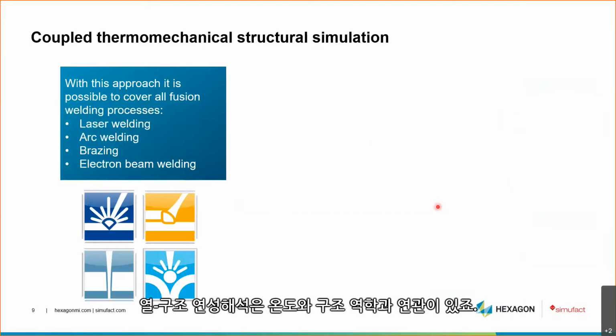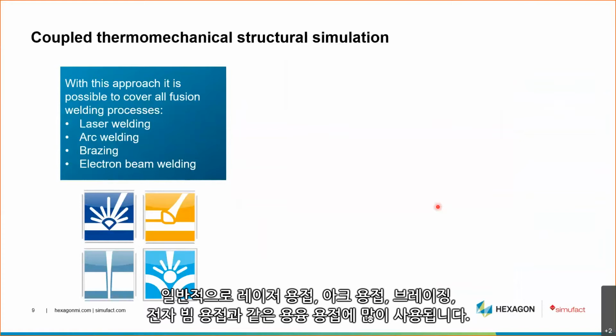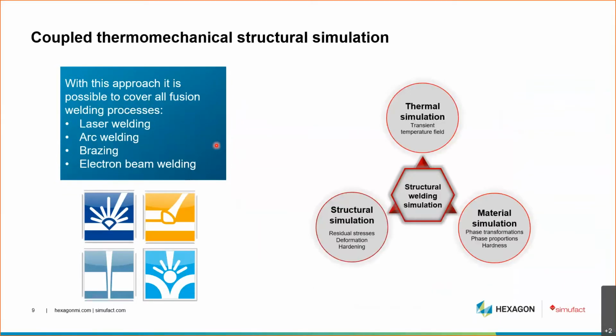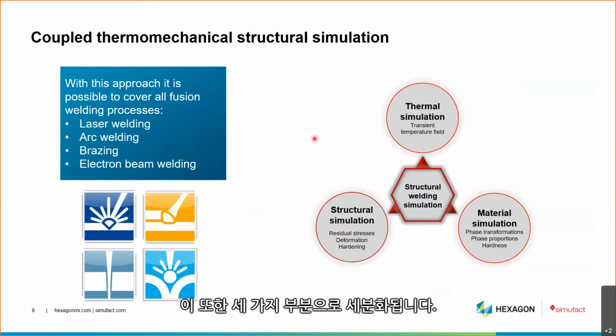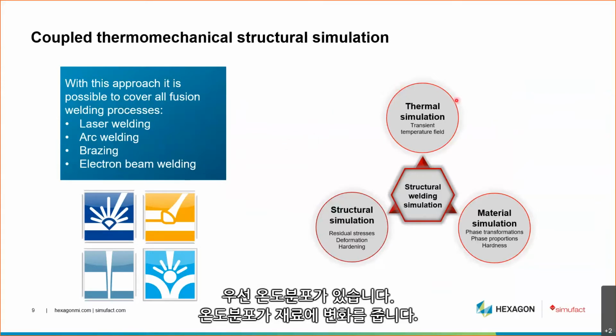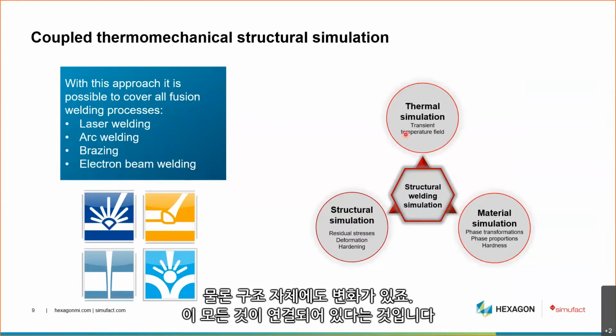The coupled thermomechanical structural simulation, as the name already says, has something to do with temperatures, something to do with mechanics, and something to do with structure. It is usually used for a lot of fusion welding processes like laser welding, arc welding, brazing as a specialty, and electron beam welding, and is once again subdivided into three areas. At the beginning we have the temperature field. From the temperature field, we have some changes in the material, and of course also some changes in the structure itself. So all of this is connected somehow.